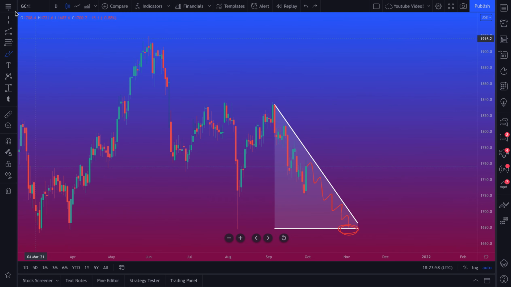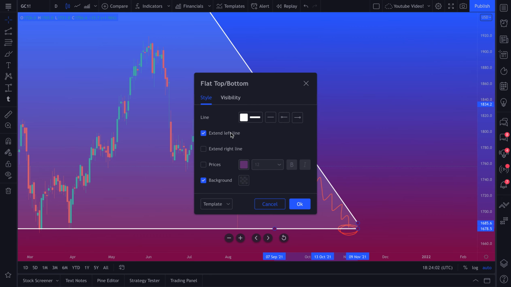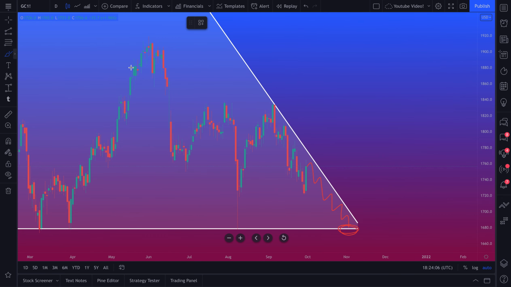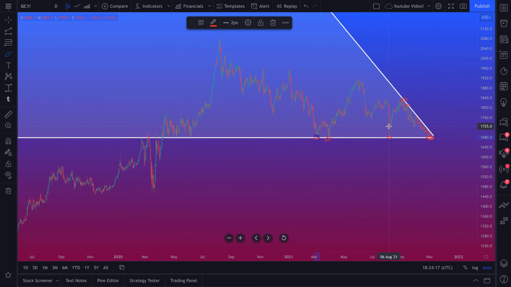And why did we draw this line? We'll check this out. We'll double click. We will extend the line to the left. And once we've done that, this might make a little more sense. Check it out. Turns out it hit here, almost hit here. There's a huge wick here. There's a bounce here. There's a bounce here. So what we've done now is created this mega channel.